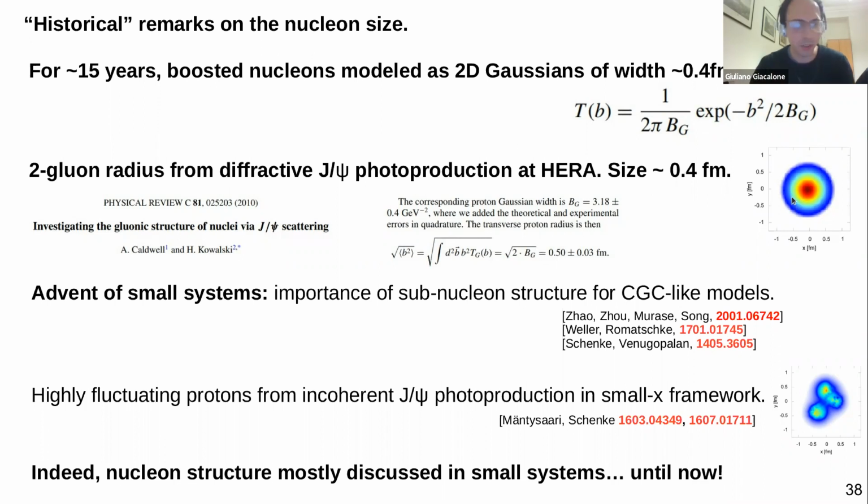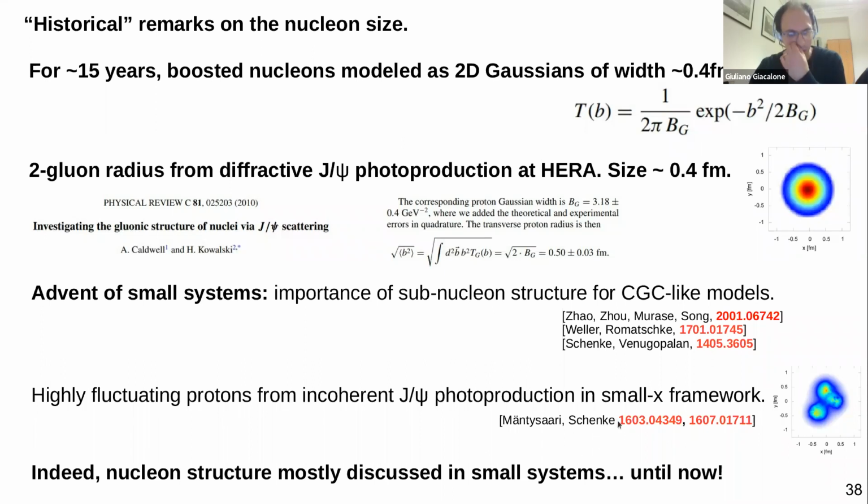And no one really questioned whether that's good or not. Now, small systems arrived where you see a lot of flow and fluctuations, and so you need the subnucleon structure. What has been realized in particular is that in models like IP-Glasma or even TRENTo scaling, you cannot describe proton-nucleus collisions, for instance, if this is your nucleon. You need some additional structure to make it more fluctuating. So in the context of small x physics, there were again studies of J/psi production.